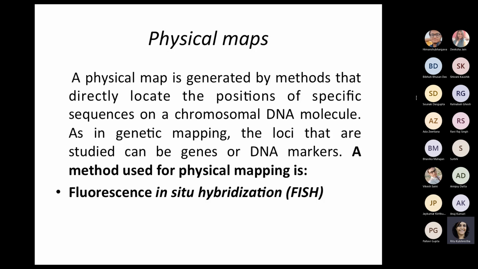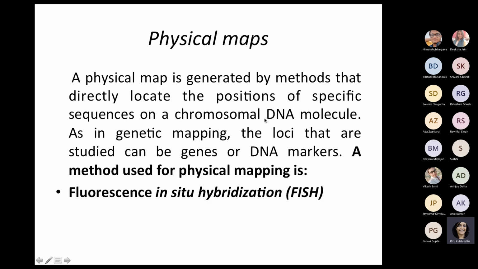Now, another map. When I'm talking about genetic maps, I should also tell you about physical maps. A physical map is when you place your gene on the chromosomes at the precise location. That physical map is generated with the help of fluorescent probes, and this method is called fluorescence in situ hybridization.